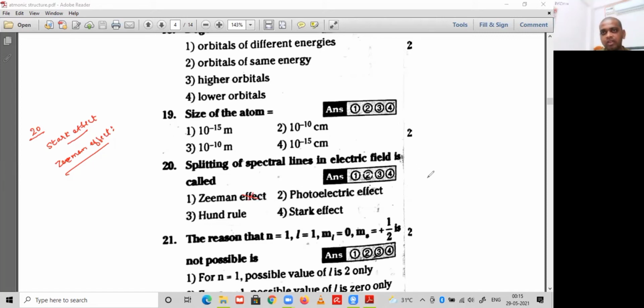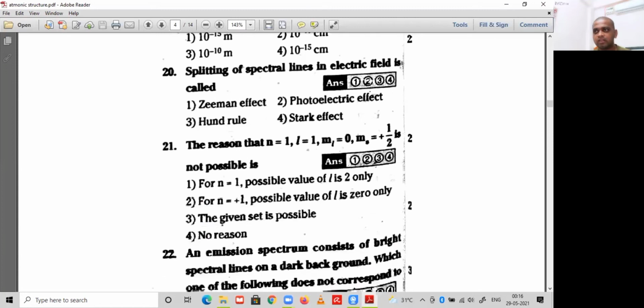And the photoelectric effect is nothing but, see, when light falls on a metallic surface, the electrons will be ejected from that metallic surface. This is called the photoelectric effect. Coming to Hund's rule, this is the rule explaining the filling of electrons in the case of degenerate orbitals. Coming to the Stark effect, splitting of spectral lines in the presence of the electric field. So option 4 is the correct option for question number 20.